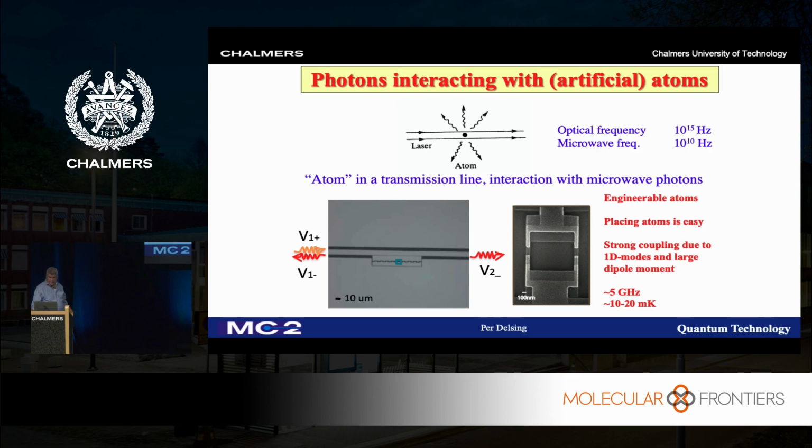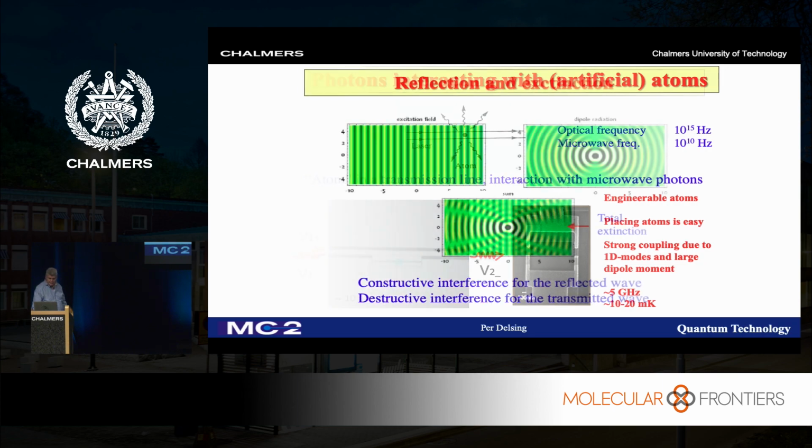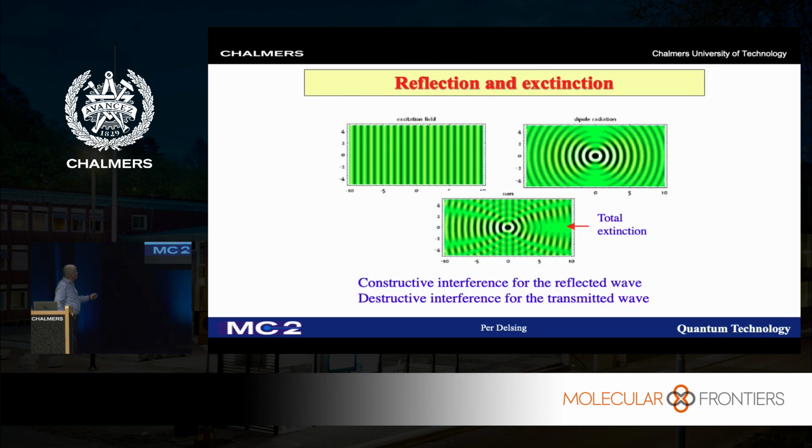So if you now scatter microwaves off of this atom, what can you expect? Well, if you think of this, you have a plane wave that comes in, you have an atom that scatters, and then you superimpose these two, so you add them together, and what you see is that you have extinction here in the forward direction. And that's precisely what we see.